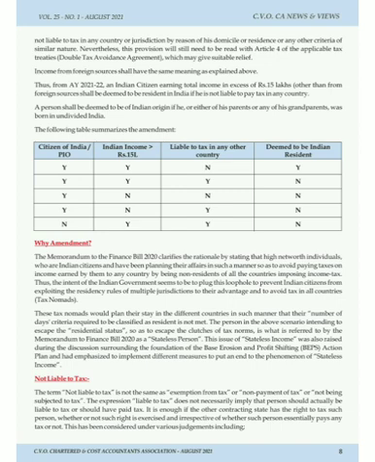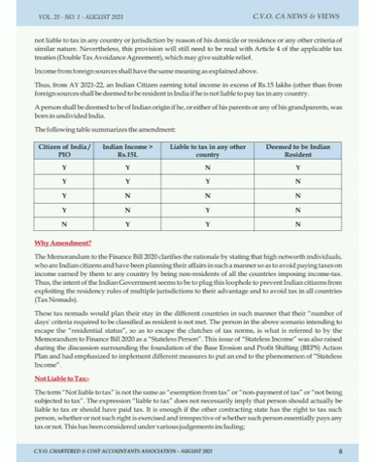Income from foreign sources shall have the same meaning as explained above. Thus, from AY 2021-22, an Indian citizen earning total income in excess of 15 lakhs rupees, other than from foreign sources, shall be deemed to be resident in India if he is not liable to pay tax in any country. A person shall be deemed to be of Indian origin if he, or either of his parents or any of his grandparents, was born in undivided India.